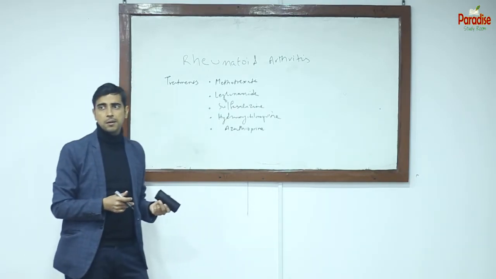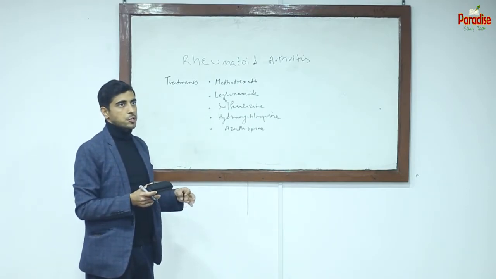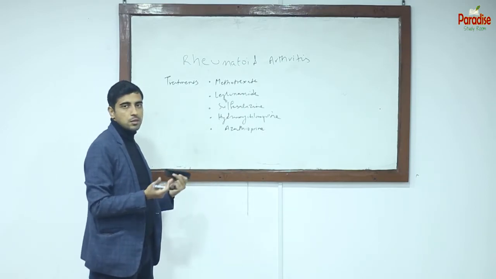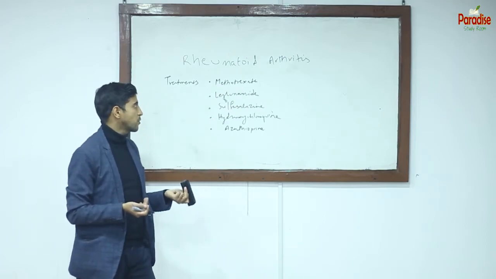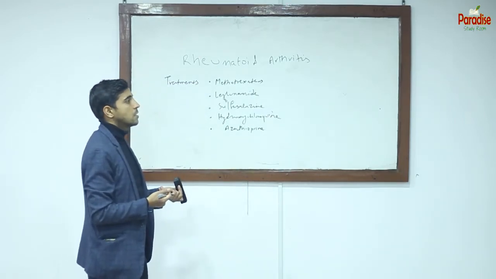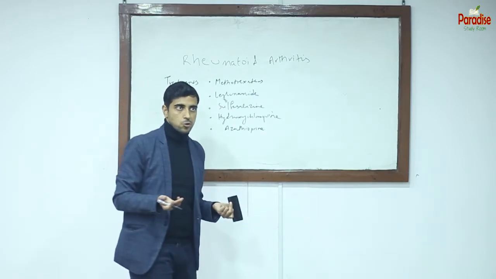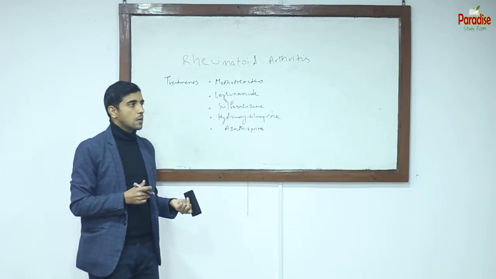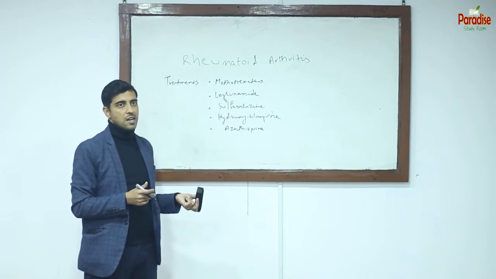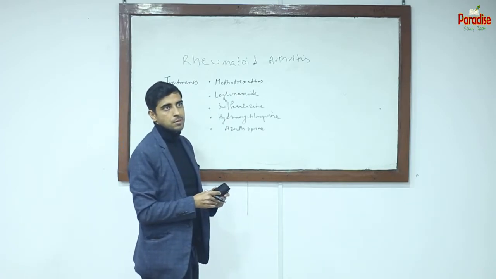However, DMARDs take some time to work, around 1.5 to 3 months. During that time, we have to bridge the therapy with steroid or other agents that control the pain and inflammation. As for toxicity, methotrexate might cause bone marrow suppression, lung fibrosis, and liver damage, especially elevation of liver enzymes. So we have to monitor these parameters frequently.